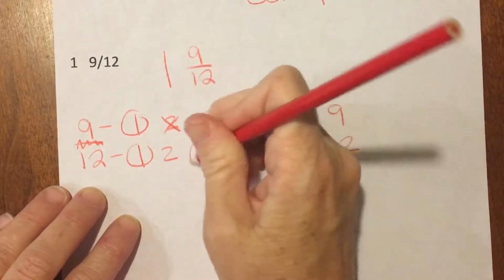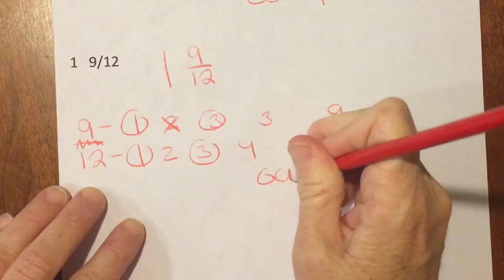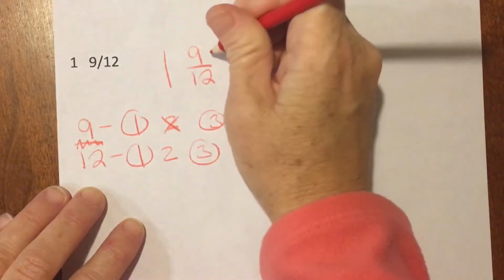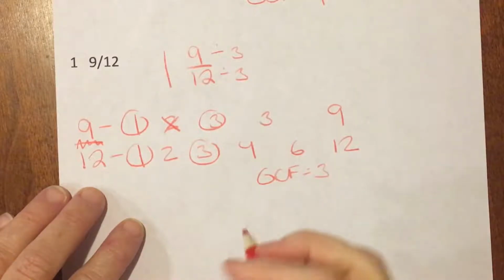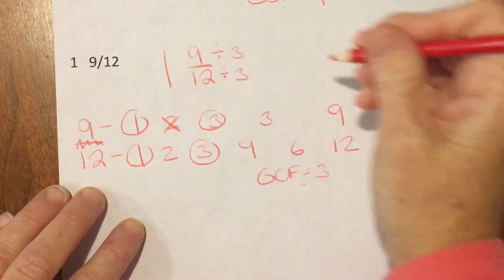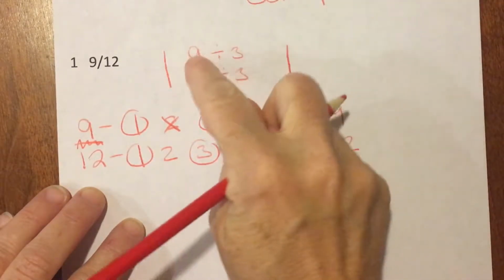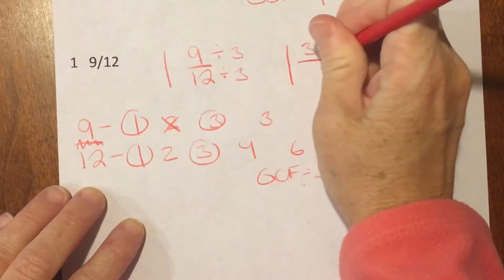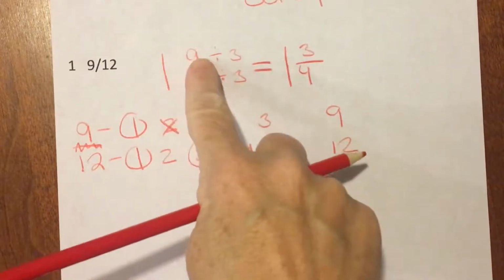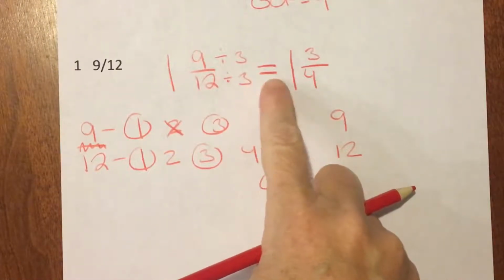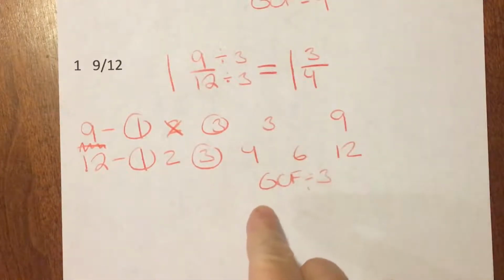So my GCF is 3. So I'm going to divide the numerator and denominator by 3, but this is where it gets a little tricky: I'm not going to do anything to the whole number. So I leave the whole number alone. 9 divided by 3 is 3. 12 divided by 3 is 4. Which means 1 and 9/12 is equal to 1 and 3/4. This is the simplest way to write it.